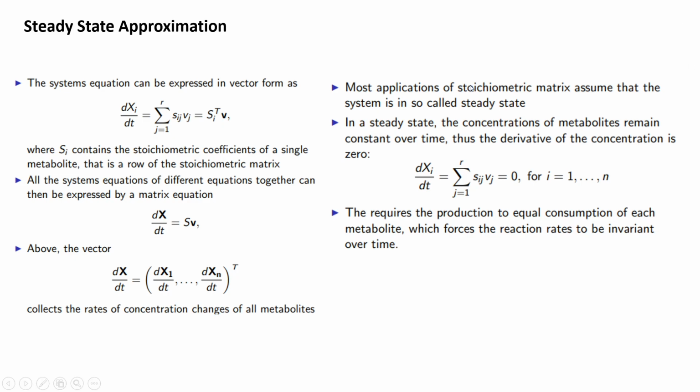So in steady state, the concentrations of these metabolites remain constant over time. Therefore, this dxi/dt, representing the rate of change of each metabolite, is zero in steady state, which basically means that the production is equal to the consumption of each metabolite, which forces the reaction rate to be invariant. So one small application here is that you are equating S times your V vector equal to 0. So your V vector, the vector representing all your reaction rates, is in the null space of your S matrix.